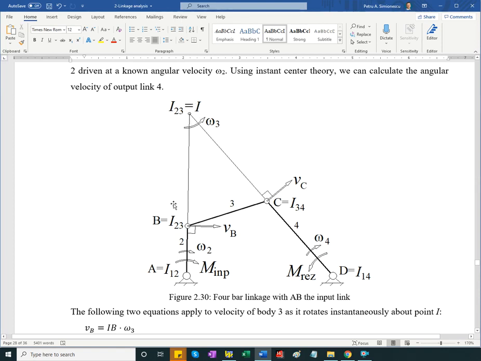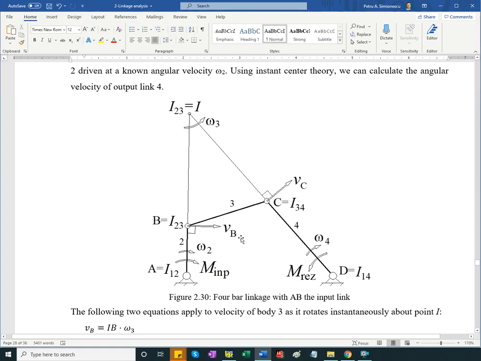So relative to the ground, body 3 appears to rotate about this point. And we know the direction of velocity of point B, which is the instant center between 2 and 3. We care less about that. And likewise for this one. So the velocities will be perpendicular to these two lines.